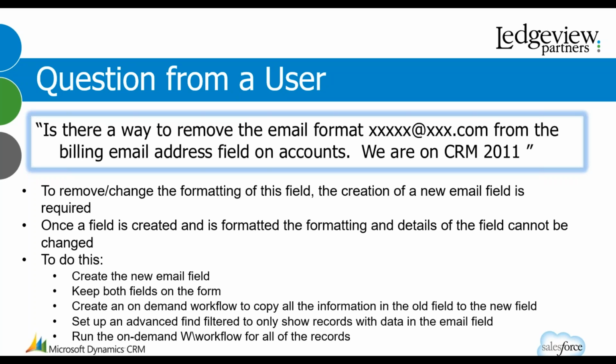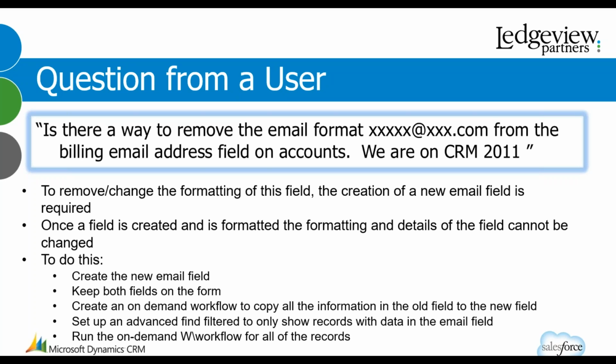Our next question, is there a way to remove the email format of the mandatory information at xyz.com from the billing email address field on accounts? This user happens to be in CRM 2011. And this does not just apply to CRM 2011. This applies to all CRM. If you have this already created, it means this field was set and formatted to be in that email format. To do this, you need to remove that field, create a new field. So my recommendation is to create a new email field, and all you're going to do is make this a single text line and no formatting, because the way it's set right now is it's a single text line, but it's formatted to email, so it has to follow that formation.